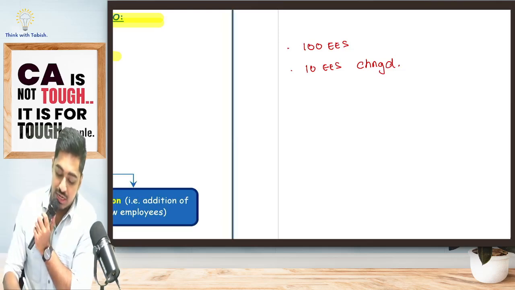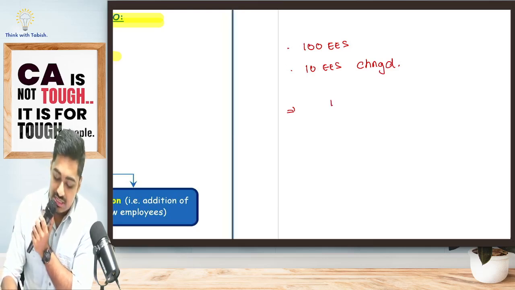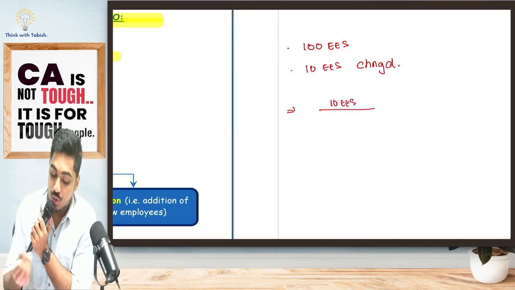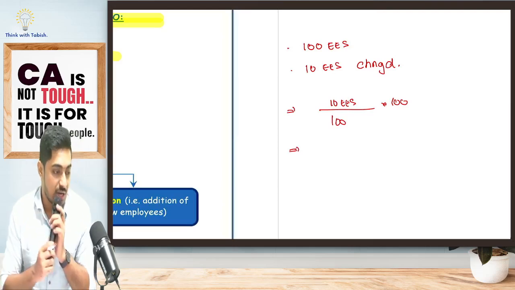10% employees. How did I get it? Sir, simple, sir. It is the change divided by the original value. 10 employees have changed, on what? On 100 employees, into 100. Yes or no, everyone? So, a simple structure of the formula.